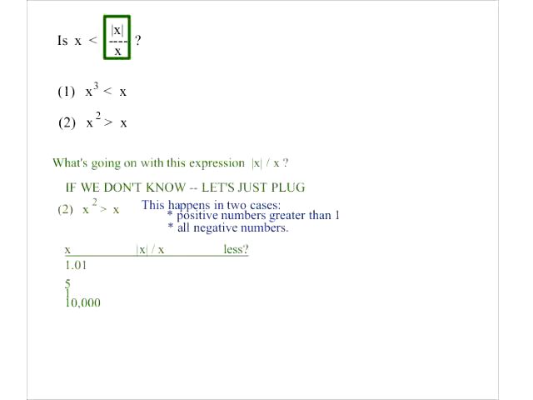Okay. And then we need to try negatives. So let's try like negative 0.5. Let's try like negative 1. Let's try like negative 10. If you remember what happened last time, then we know what all of these are going to be. All these negative absolute x over x's are all going to be 1, and then these are all going to be negative 1.